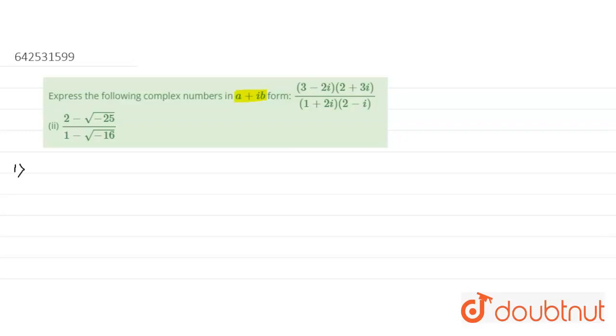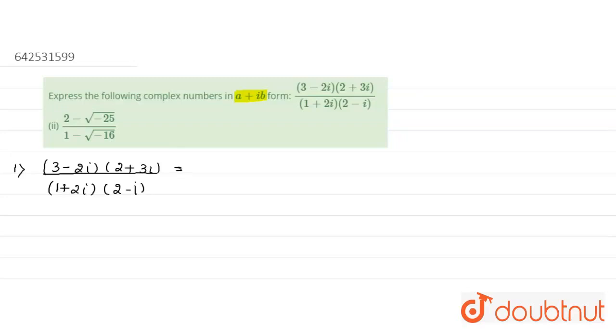So first part, 3 minus 2i, 2 plus 3i, then 1 plus 2i, 2 minus i. Right, we have to write it in the form of a plus ib, like we have to write it in the form of the sum of real and imaginary parts. As these expressions are written in separate form, we have to combine them.